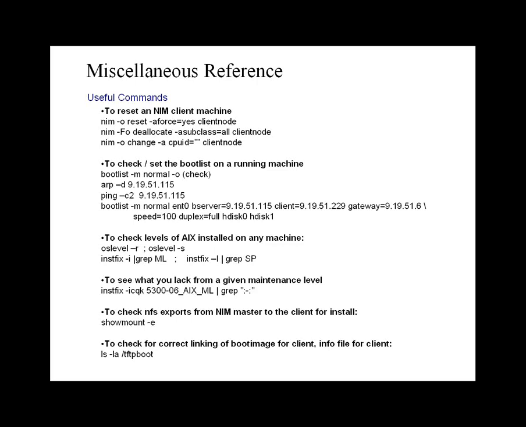Check levels of AIX on a machine: oslevel -r, oslevel -s. I like to see what technology levels are reported in fix -i, grep ML, or grep SP. I want to say oslevel -r will show me what I lack of a given level, but in the old days I used instfix -icqk, and I could grep for minus colon. You see me there grepping for that. It'll show me what I lack of a given technology level.